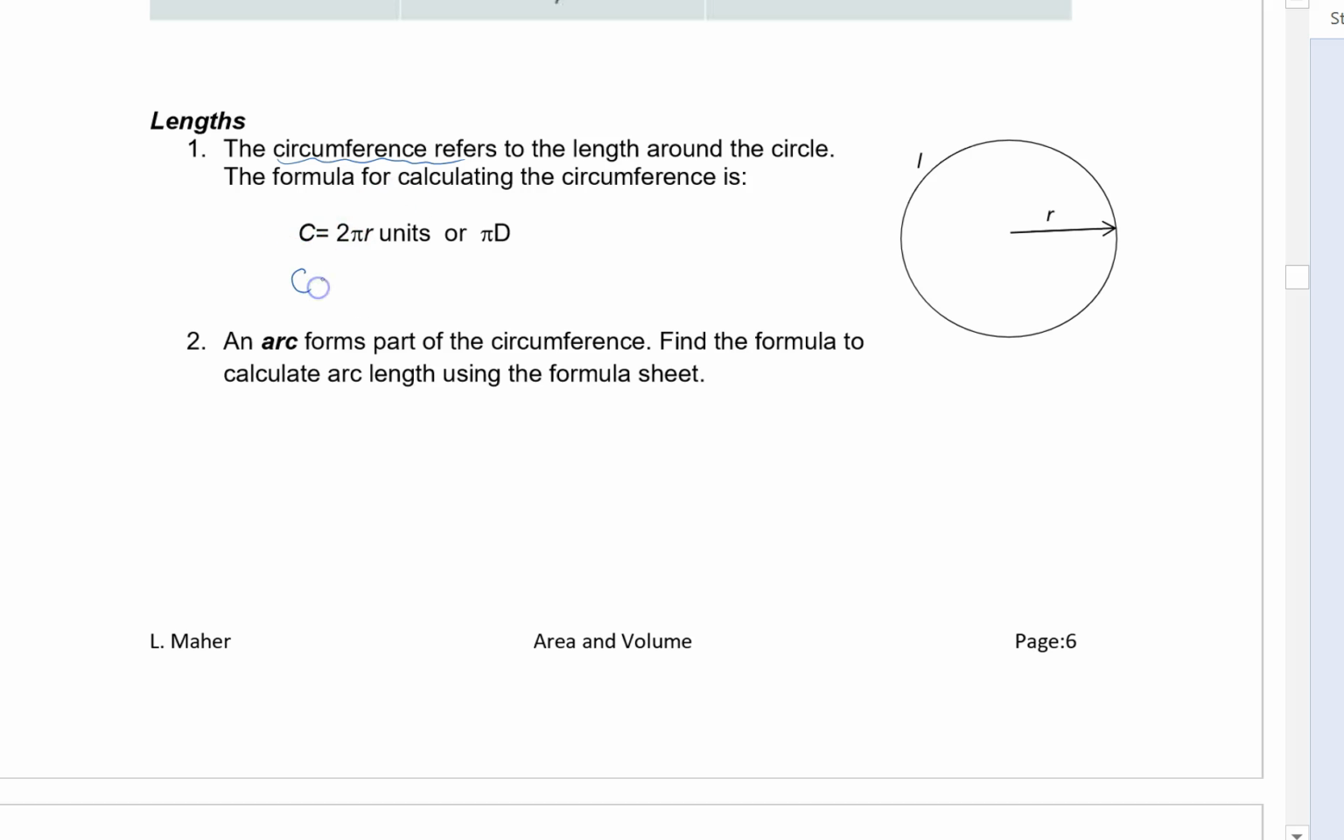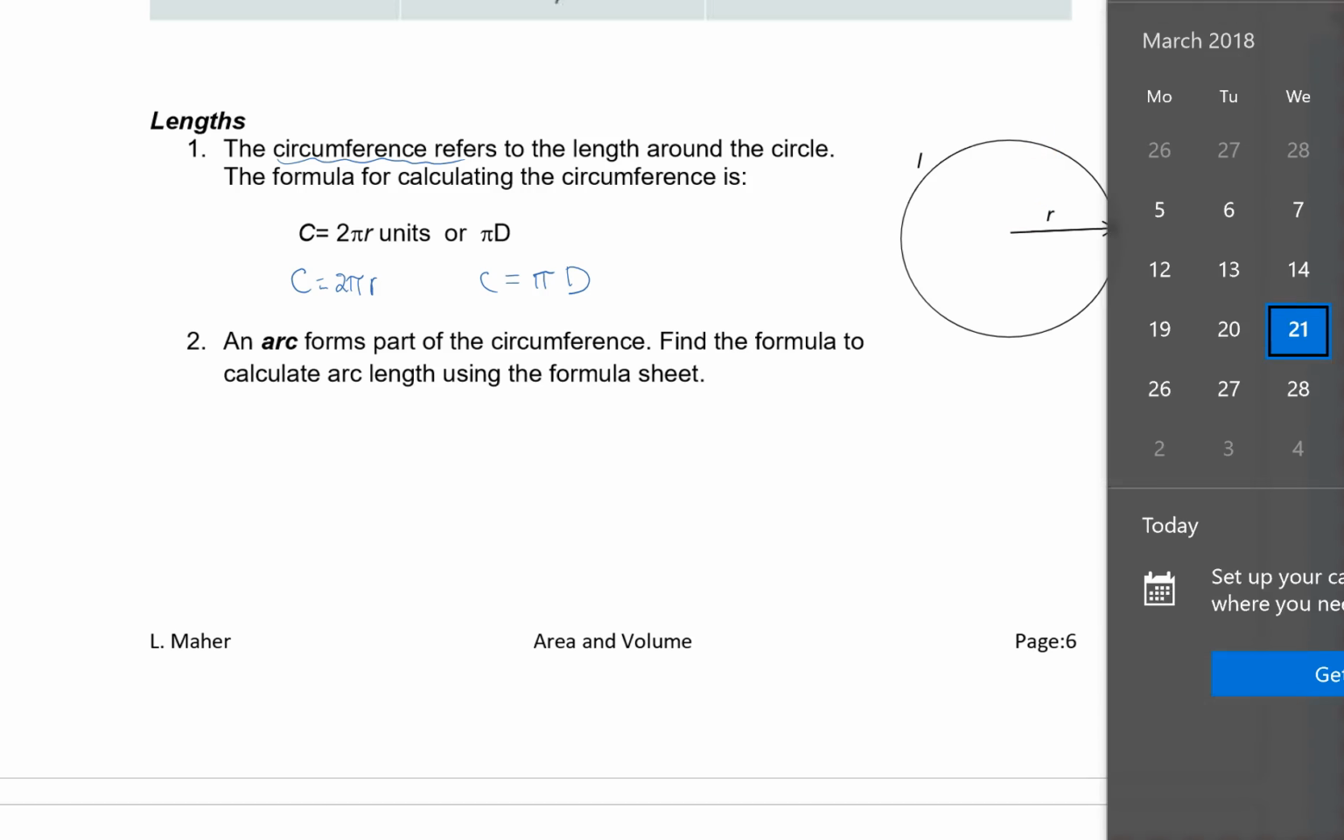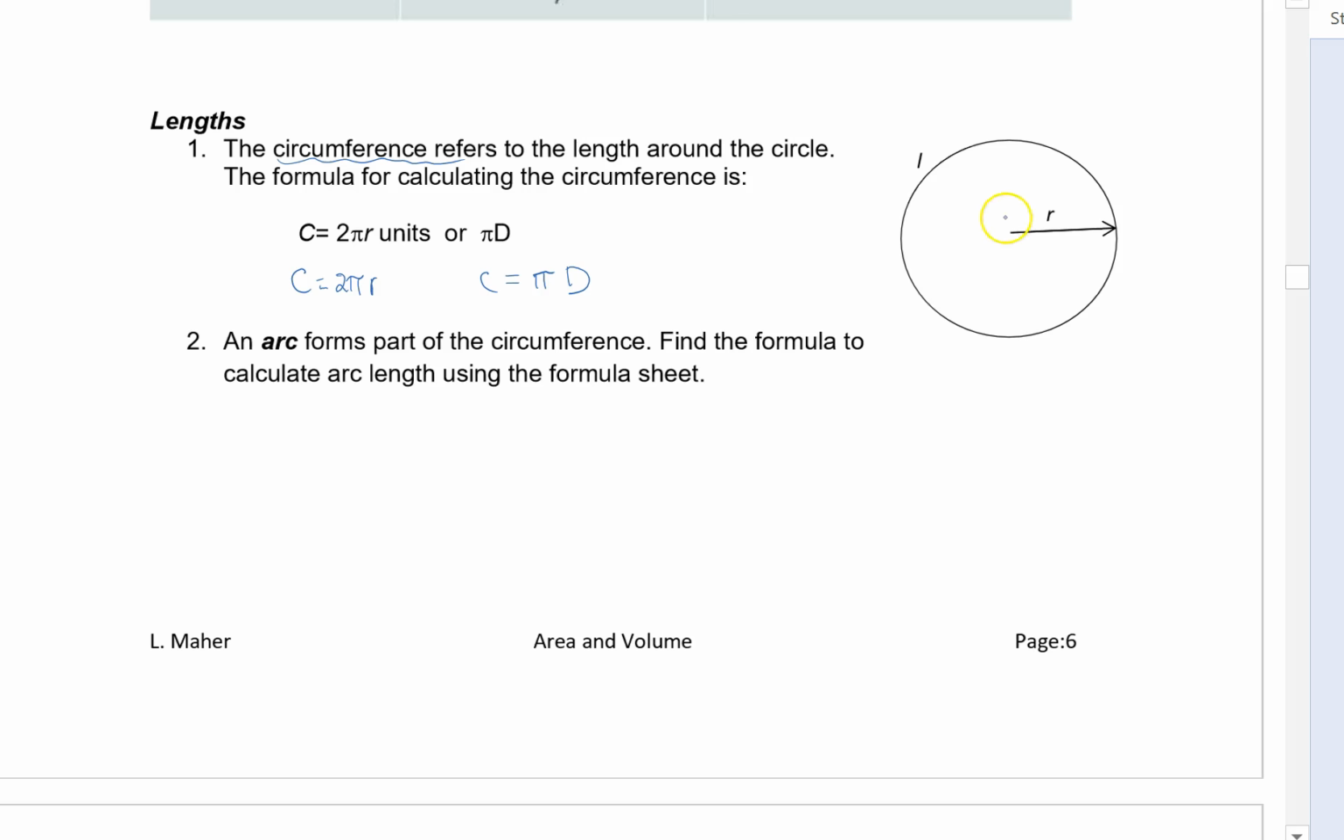The circumference can be known as 2 times pi times the radius, or the circumference can be known as just pi times the diameter. Now I would say you would use this one if the diameter was given in a question, and you'd use this one if the radius was given. And you know the difference between the diameter and the radius. The radius goes from the center across to the circle, and the diameter goes right across the circle and through the center.